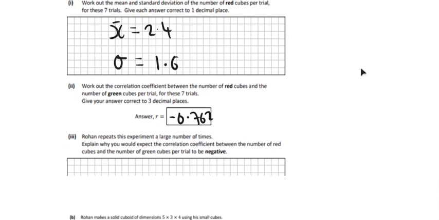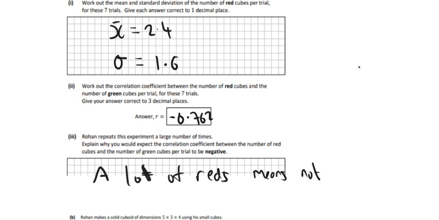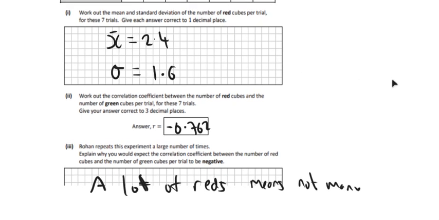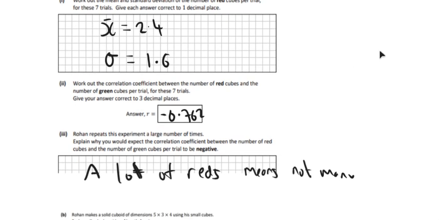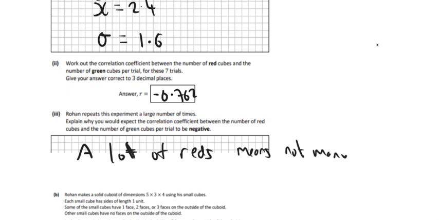So something like that. If you give an example like that, a lot of reds means not many... well, this one was for reds and greens, wasn't it? So not many greens. Something like that.